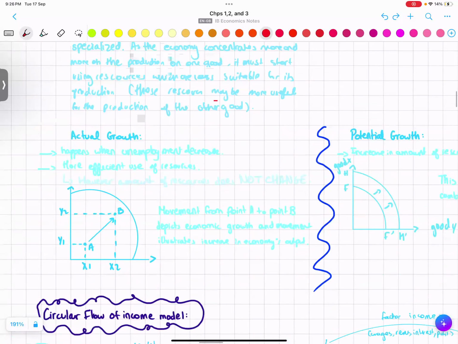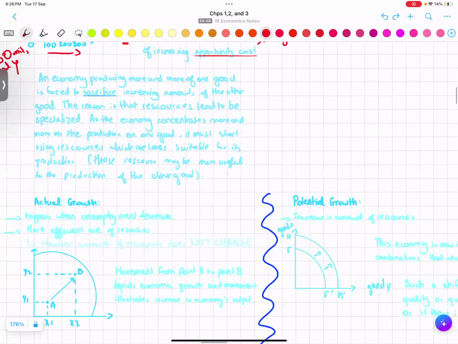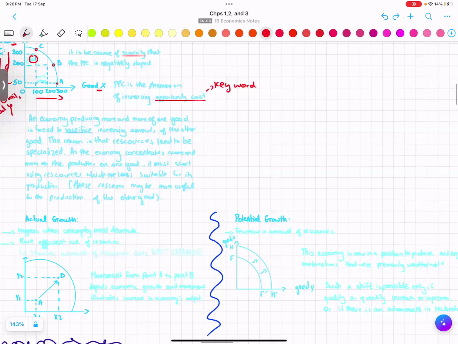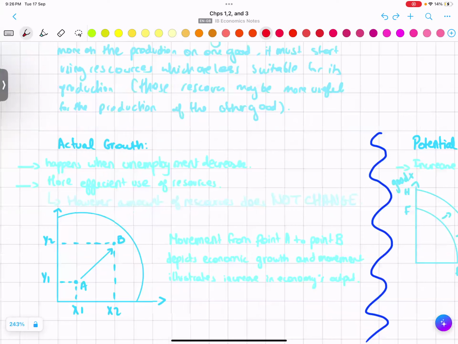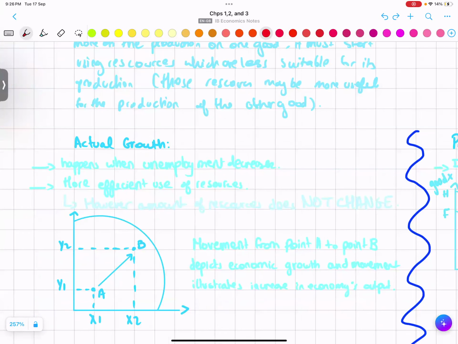You have two types of growth. You have actual growth and you have potential growth. So let's explain these. We're going to start with actual growth. So what is actual growth? Actual growth happens when unemployment decreases, okay? So when there's a decrease in unemployment, the employment rate increases.